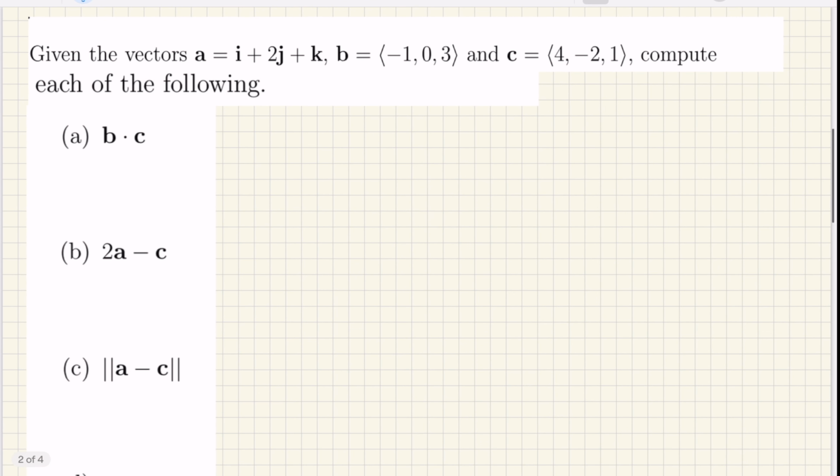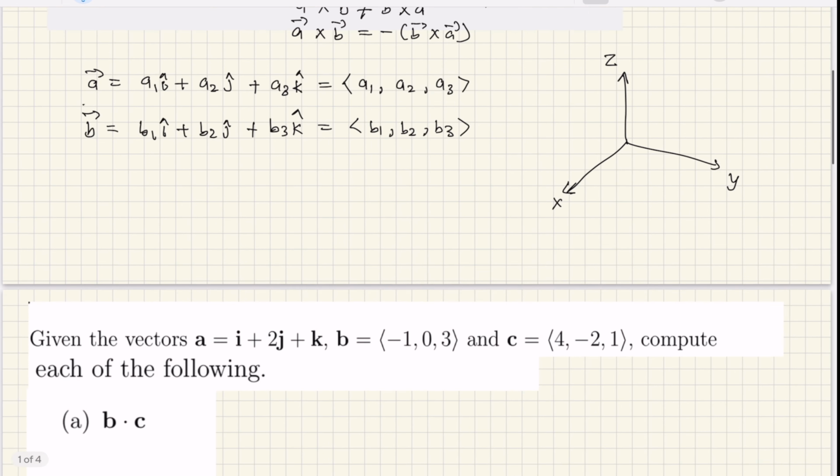The first example is that we are given A to be i plus 2j plus k, and B to be the components negative 1, 0, and 3, and C to be 4i minus 2j plus k. We have to compute the following. The first thing is that we want to compute A dot B.